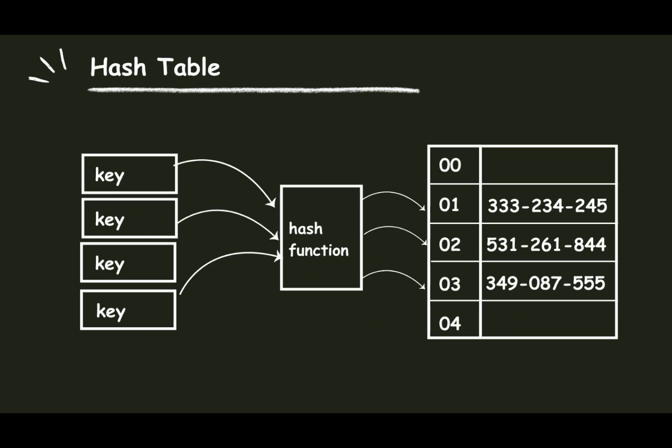Now let's look at a hash table. A hash table, which is also known as a hash map or a dictionary, is a powerful data structure that implements an associative array.